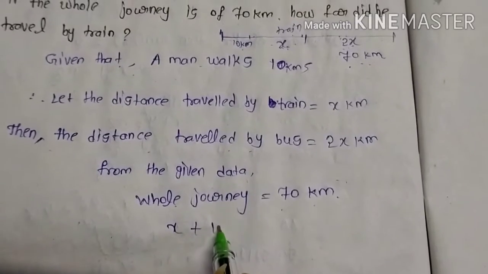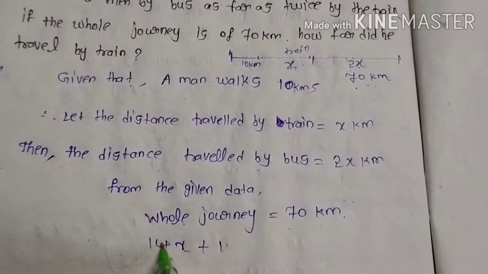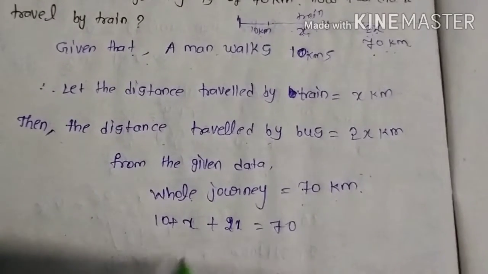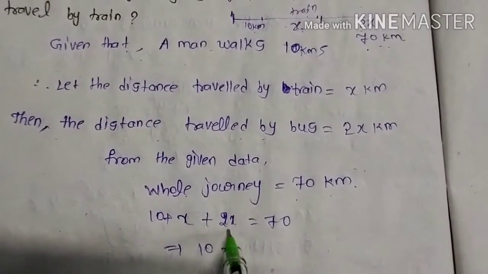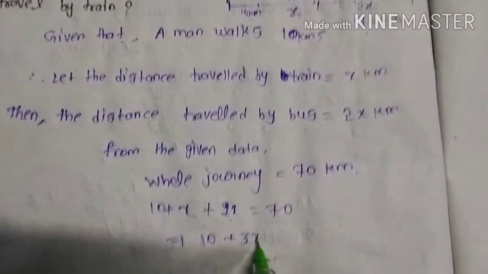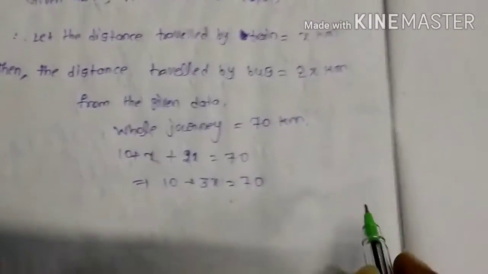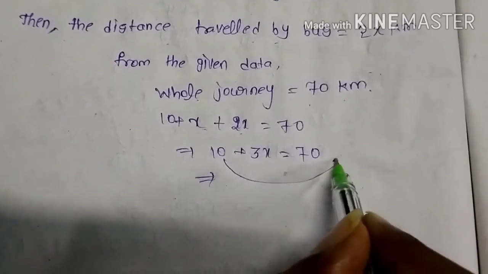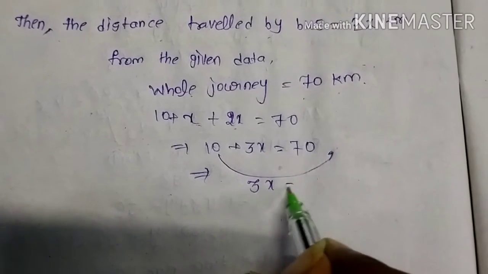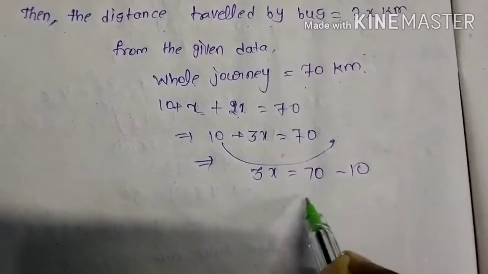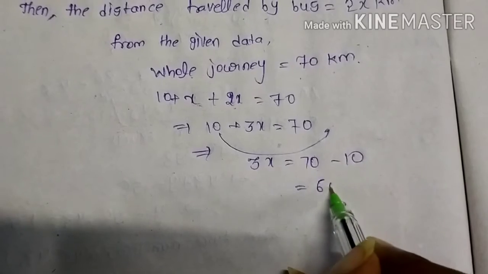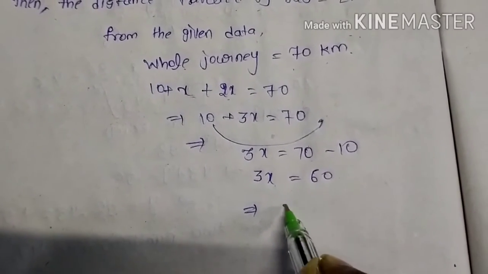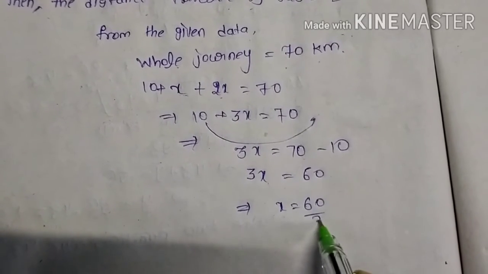First you can write 10 plus x plus 2x is equal to 70. Then implies 10 plus 2x plus x is how much? 3x. 3x is equal to 70. Then you can transpose 10 to RHS. That means can I write 3x is equal to 70 minus 10? Is it okay? That means 70 minus 10 is how much? 60. 3x is equal to 60 implies can you write x is equal to 60 by 3?